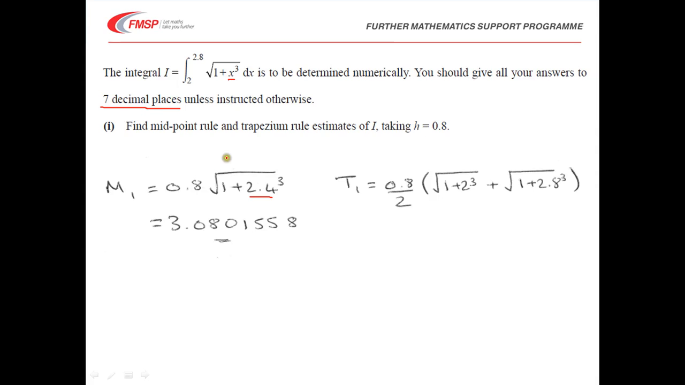So there's a half of h going in there. And the sum of the parallel sides, well, we have to do it from the first point, so we use 1 plus 2 cubed, and then the last point, so 1 plus 2.8 cubed. Okay, calculating that gives us that value to 7 decimal places.